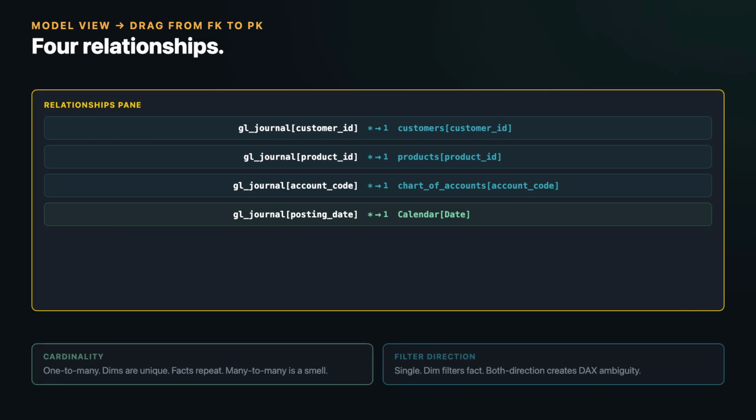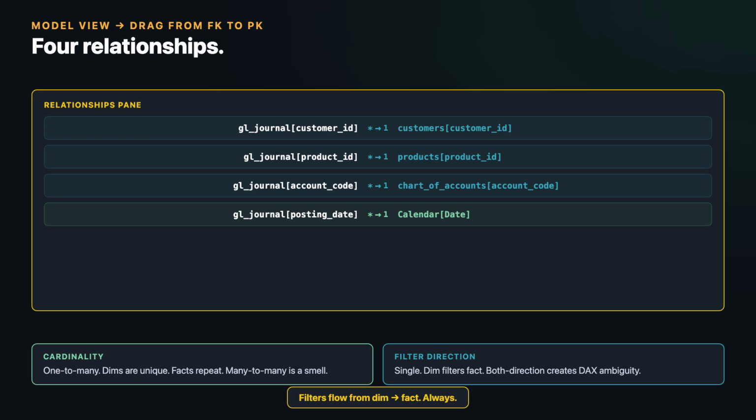Power BI auto-detects most of these on close and apply if your column names match, and they do by design. But you should always double-check. 2 properties to verify. Cardinality should be 1 to many, since dimensions are unique and facts repeat. And filter direction should be single. Filters flow from dim to fact, always.